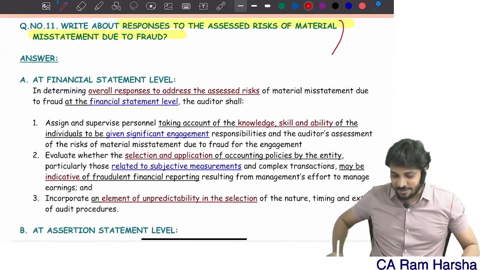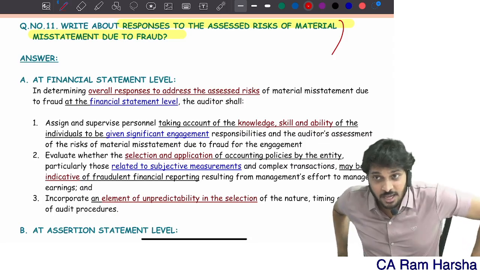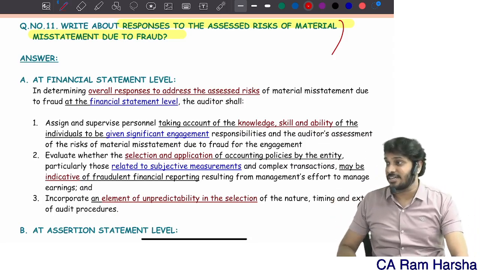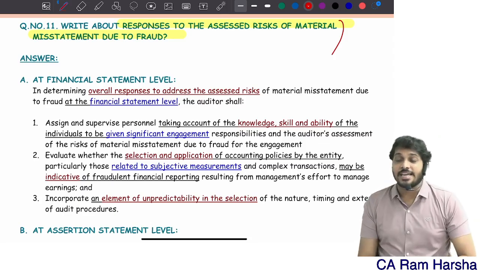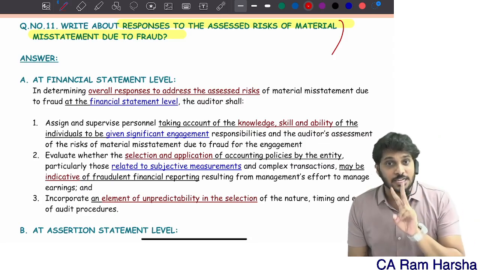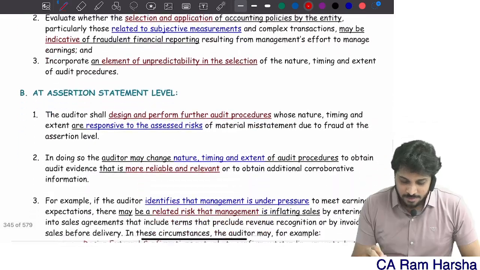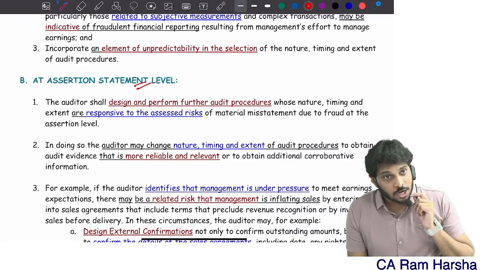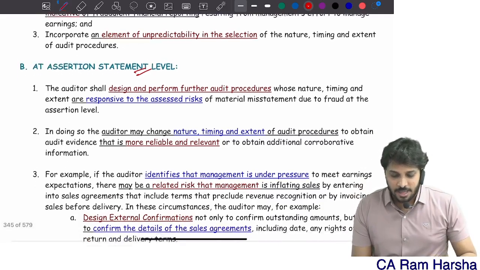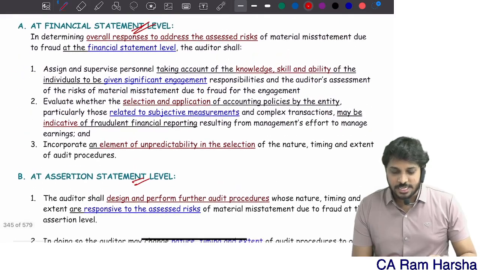Now, once you identify a fraud risk factor, you need to classify this. The risk identified by the auditor will be classified at two levels: financial statement level and assertion level. Financial statement level means what?